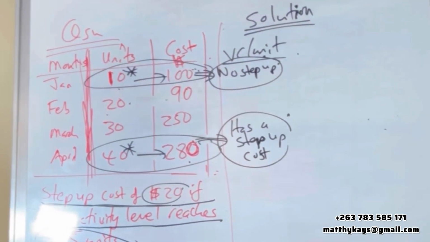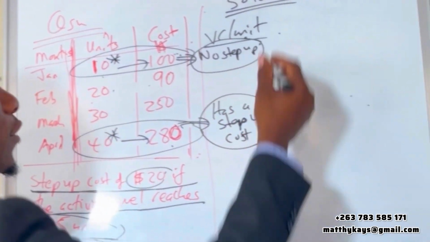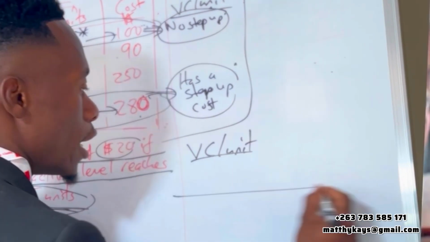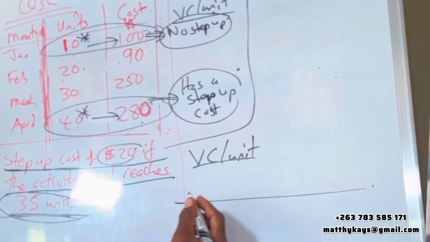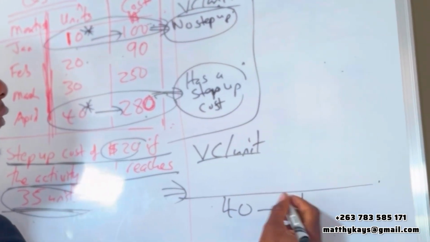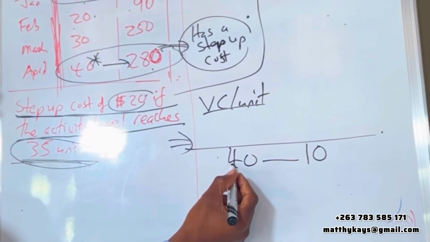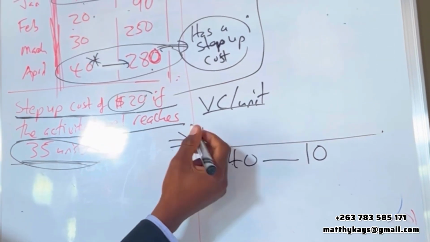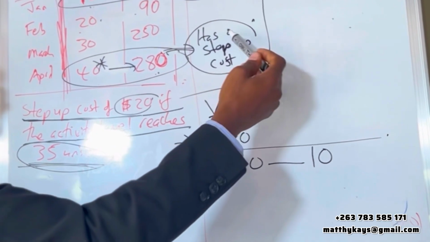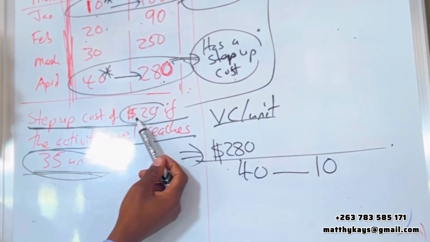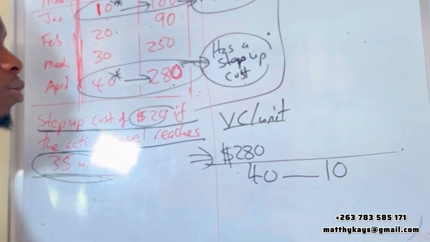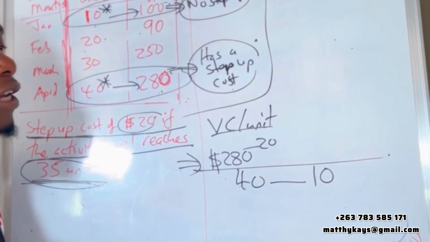You understand? So now when I want to calculate the variable cost per unit, the VC per unit, with the high-low method, you know the highest versus the lowest. My denominator, simple stuff, is 40 less 10. Then the cost for 40 units is 280. But I've said that this cost includes a step-up cost, and according to our example, that's $20. So what you simply do is remove the step-up cost first.